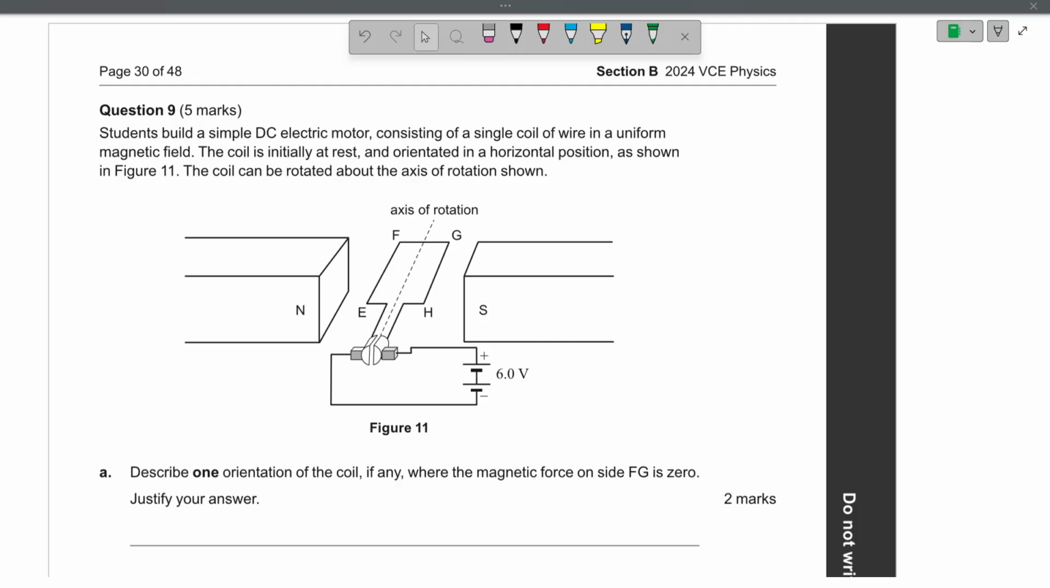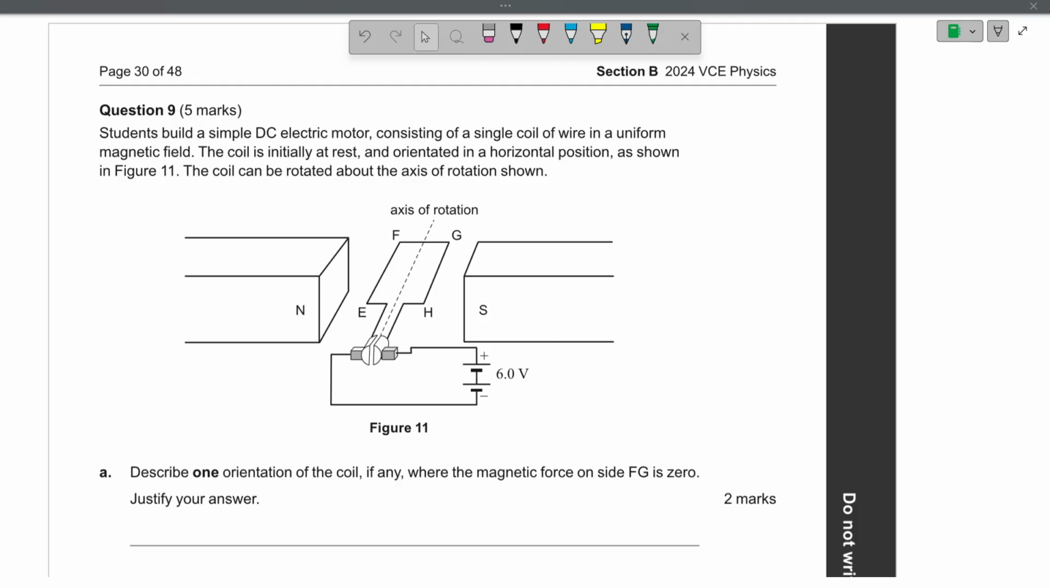Hi everyone, let's continue section B of the 2024 physics exam. Question 9. Students build a simple DC electric motor consisting of a single coil of wire in a uniform magnetic field. The coil is initially at rest and orientated in a horizontal position as shown in figure 11. The coil can be rotated about the axis of rotation shown.